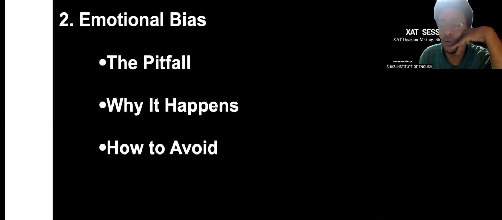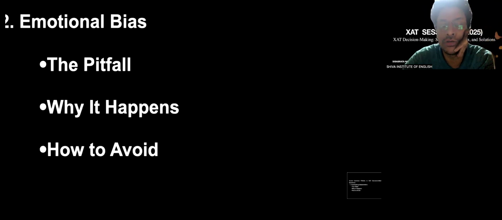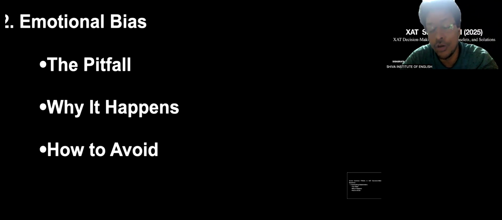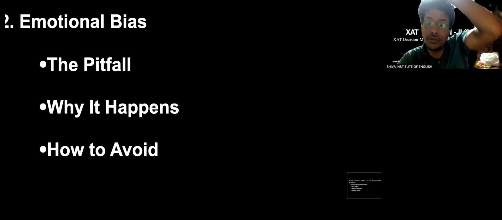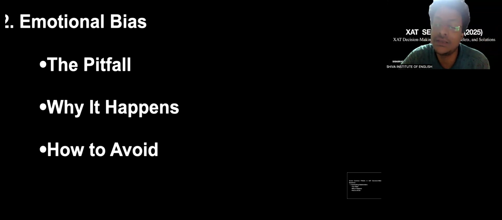We need to think of emotional bias, which is also a pitfall: allowing personal emotions, opinions, or biases to influence one's decision making, right? So that is nothing but the pitfall. The second one is why it happens, why we get emotional or opinion-based bias. Because emotional attachment to a specific stakeholder group can also be considered a pitfall, right? You are unable to take a proper decision.